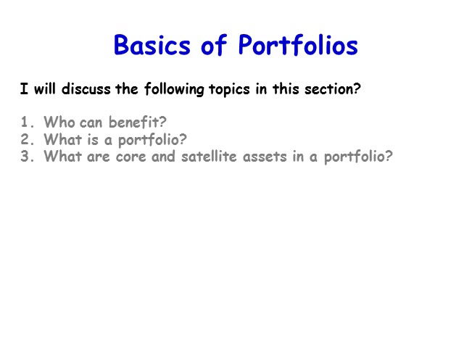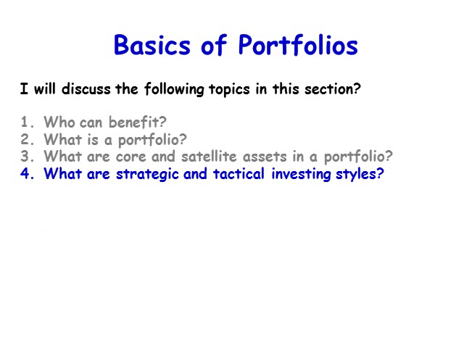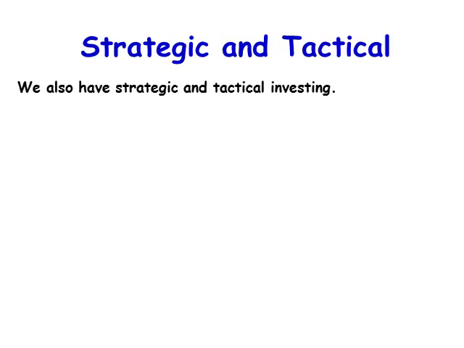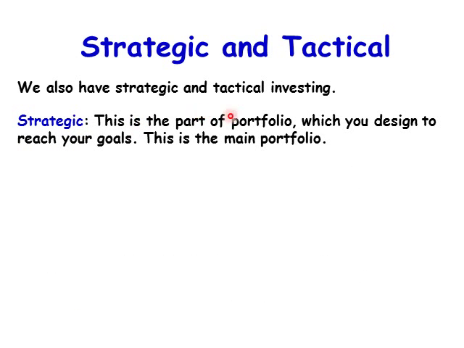Let's continue to the next section. In this section, we would talk about what strategic and tactical investing styles are. We already talked about core and satellite. Now we would talk about strategic and tactical. We also have these strategic and tactical investing styles, or assets. Strategic is the part of the portfolio which you design to reach your goals. This is the main portfolio. The bulk of the portfolio is the strategic portfolio.